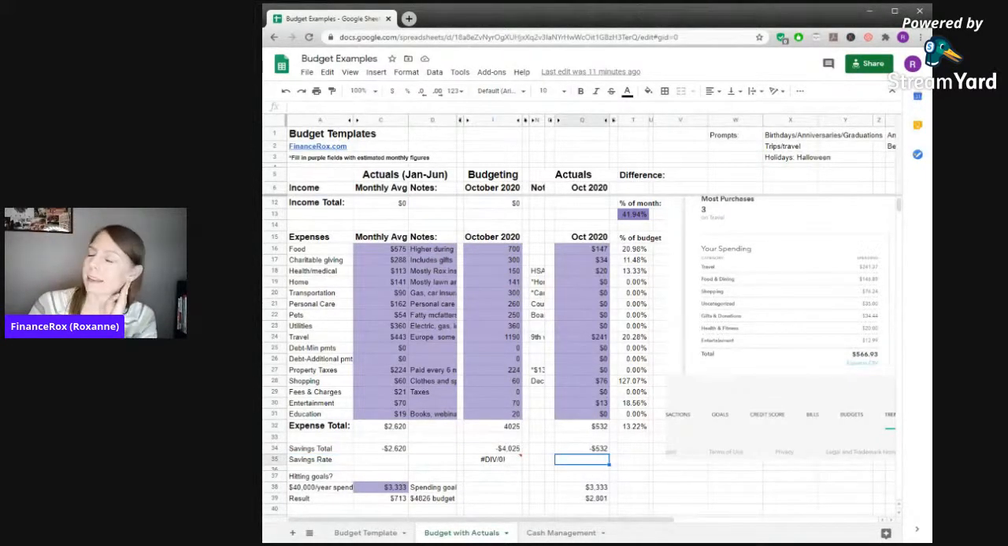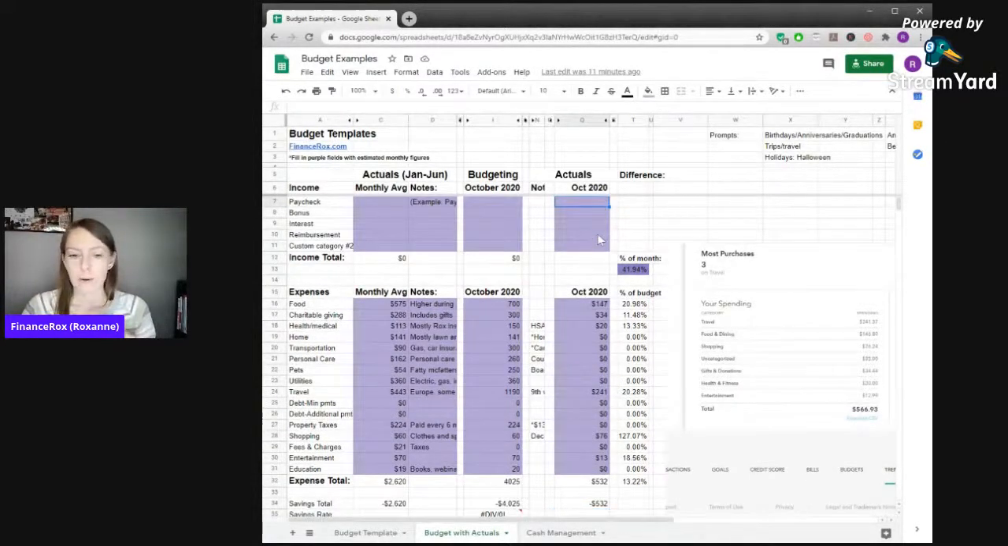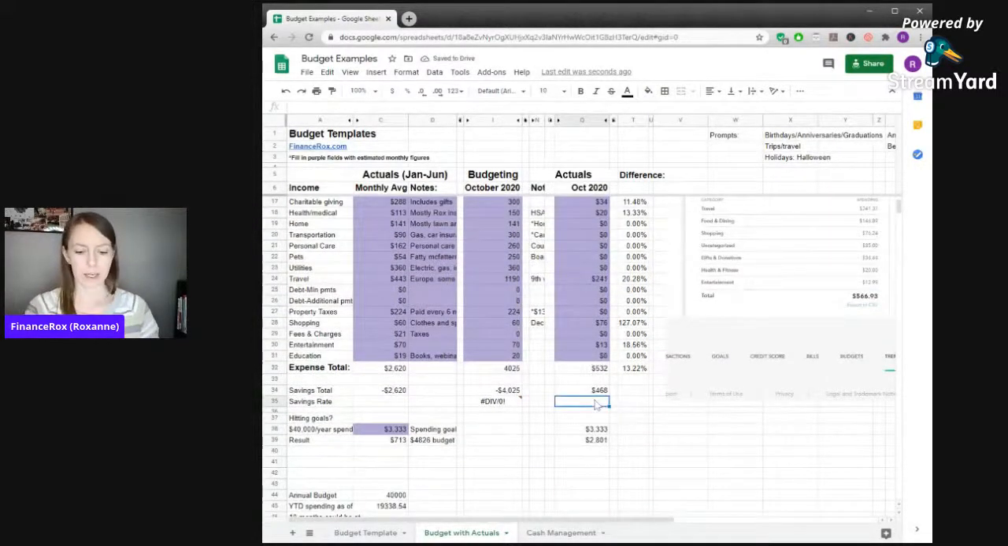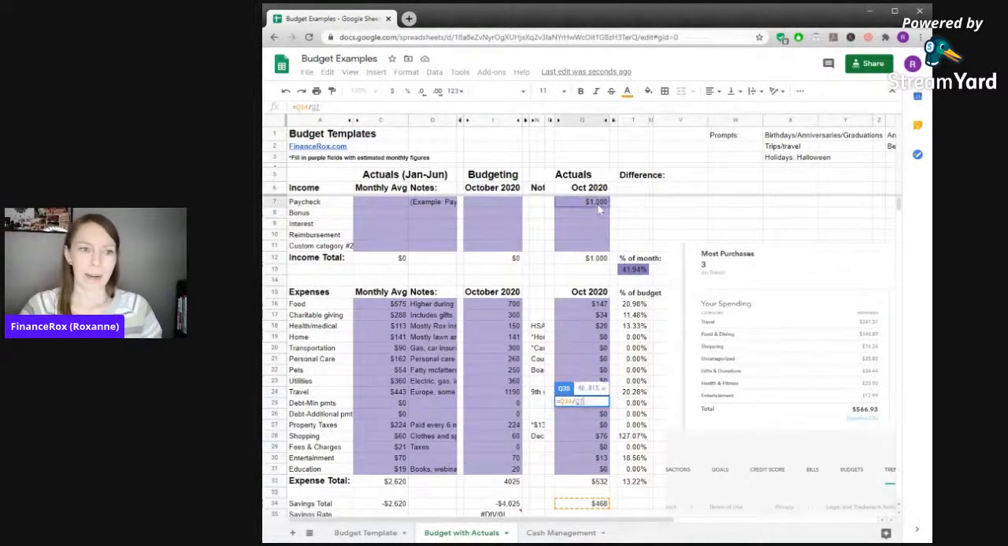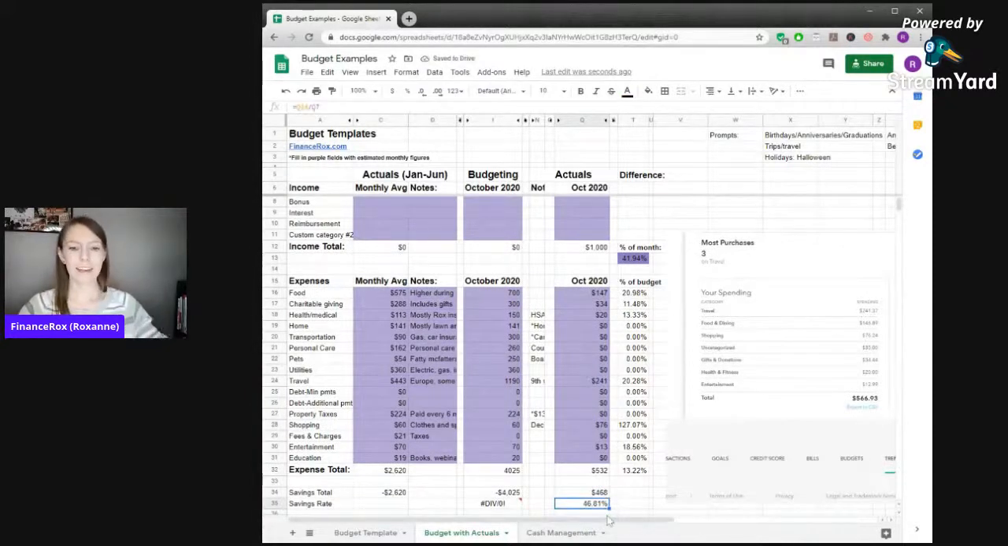So savings rate is the amount of money saved divided by your income, I believe. I always forget which order it's in, but you do it until it makes sense. Because if you make $1,000 and spend $500, it would be your savings total, okay, maybe I got it right, divided by income would be a savings rate of almost half, 46%. So that is correct. So having that little tracker on here is helpful as well.